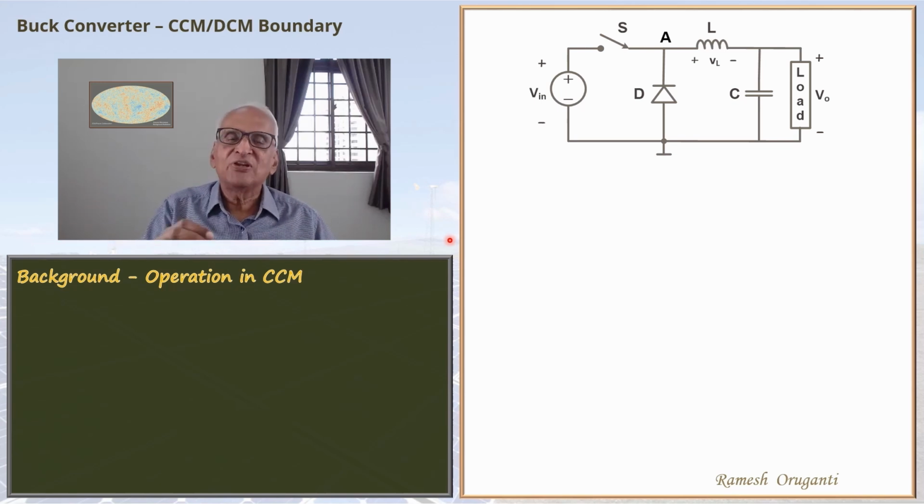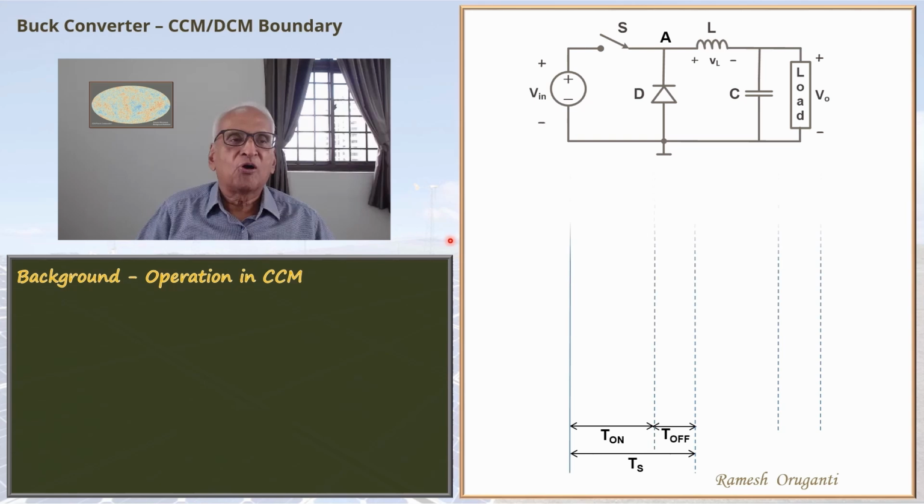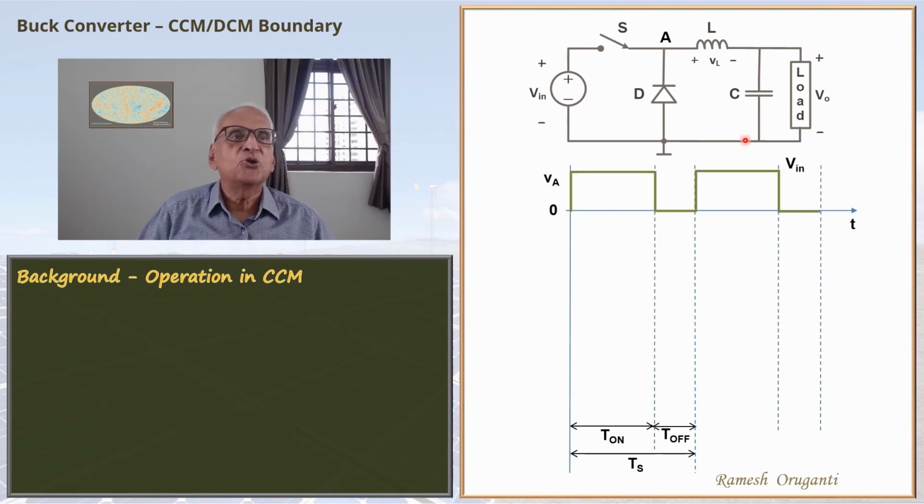We will now briefly go through the operation of a buck converter under continuous conduction mode. We will go through just what is needed for understanding this video. This is the VA waveform, that is the voltage waveform at node A. T on, T off and Ts, or the switching interval. The duty cycle is T on by Ts.